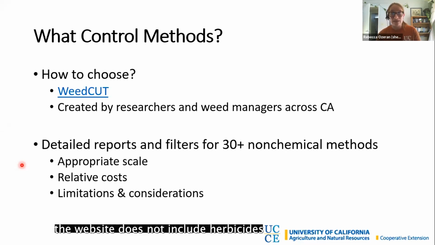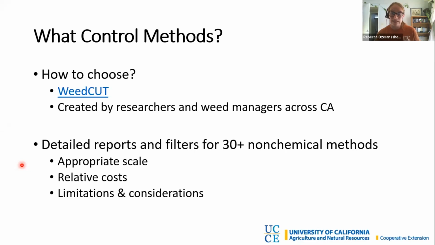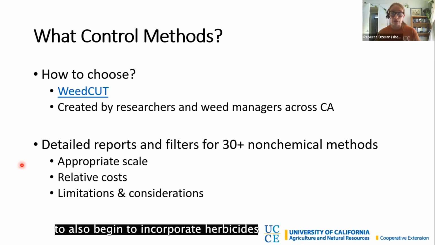WeedCut has very detailed reports and a filtering and selection system for over 30 non-chemical methods. Right now, the website does not include herbicides in its list. It is expected in the next couple of years to also begin to incorporate herbicides so that folks can have every possible tool in front of them to make those decisions. You can learn about and filter by the scale at which you're trying to treat a weed, the relative costs of different tools, and the limitations or considerations of a tool. So I'm going to share a couple of examples with you all.